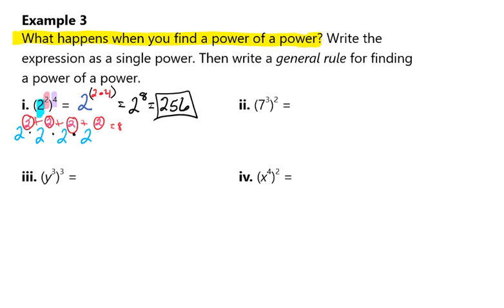So here we have 7 raised to the third power, then all of that raised to the second power. So what would we do to the 3 and the 2? That's right, we would multiply them. So we would have 7 raised to the 3 times 2, which would then give us 7 to the sixth power, which is enough to satisfy what we were looking for, just simply writing it as a single power. So we'll just go ahead and we'll stop there for now.